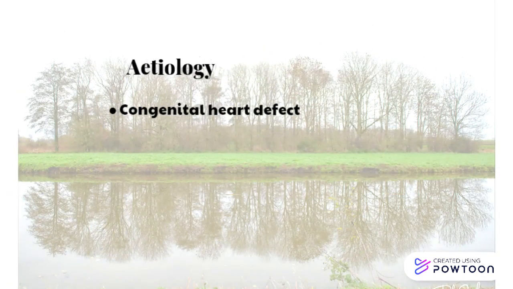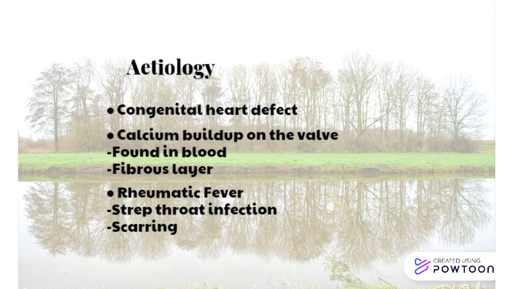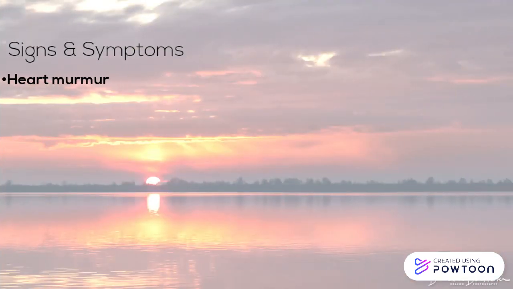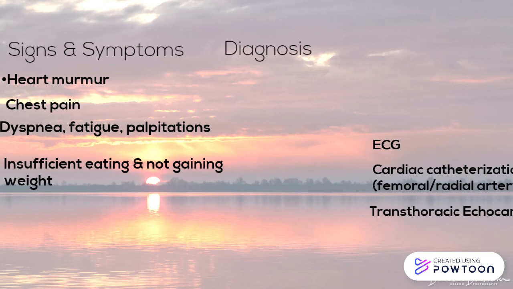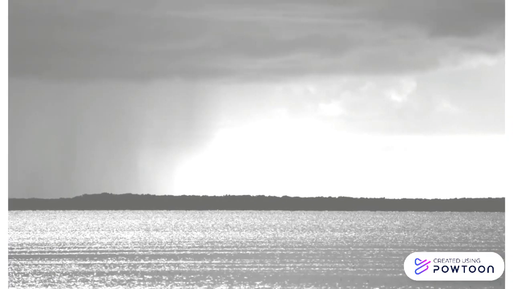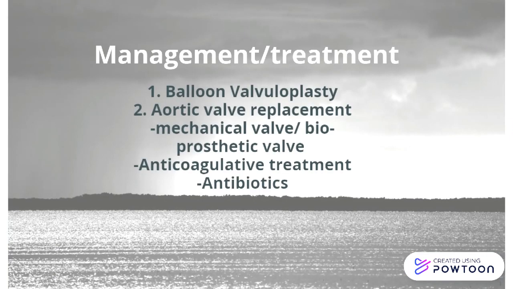Now based on the etiology, we can group it up into congenital heart defect, calcium buildup on the valve and rheumatic heart. The signs and symptoms are heart murmur, chest pain, dyspnea, fatigue, palpitations, and insufficient eating and not gaining enough weight, especially seen in children, whereas the diagnosis will be ECG, cardiac catheterization, and transthoracic echocardiography. As for the management or treatment, we can use balloon valvuloplasty or aortic valve replacement.